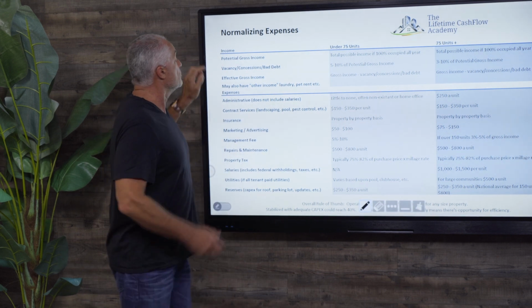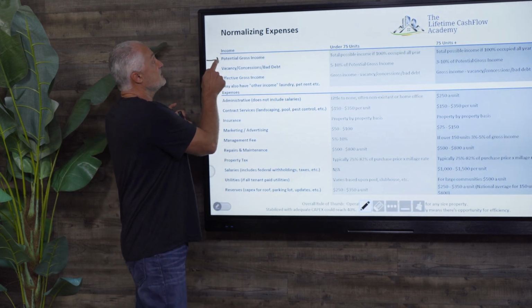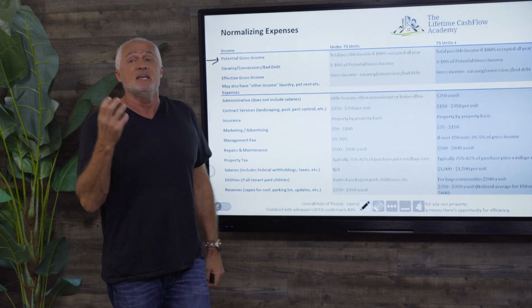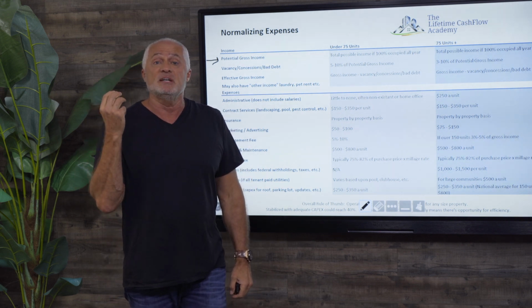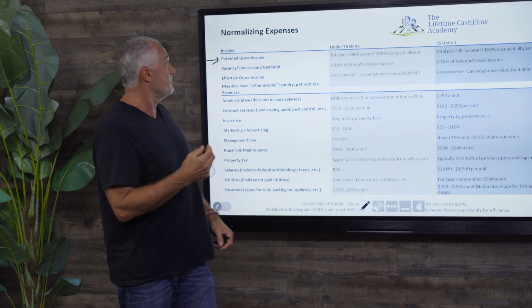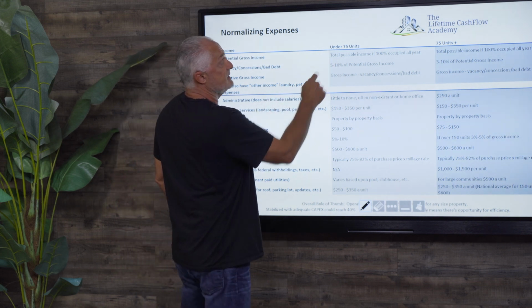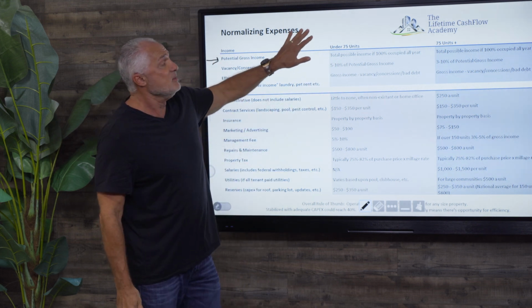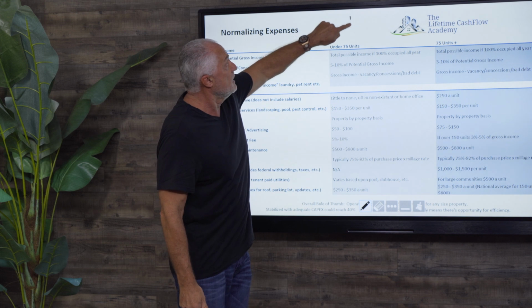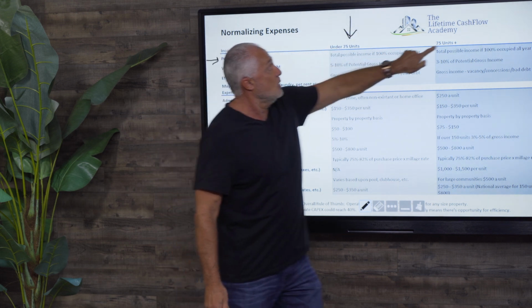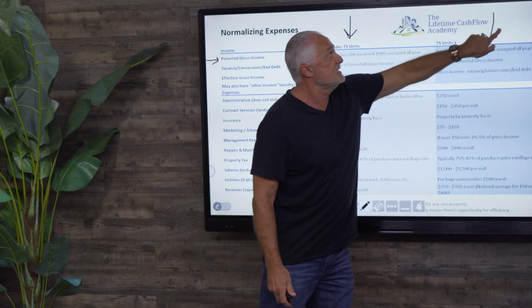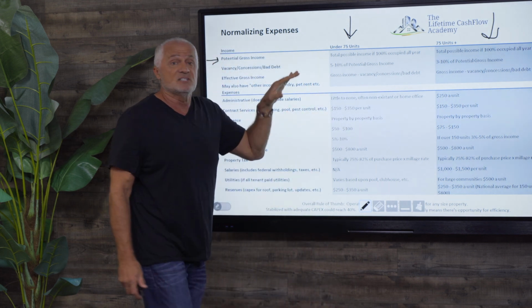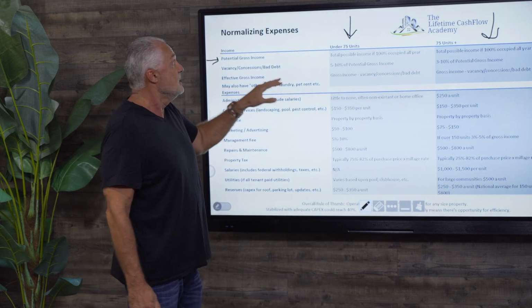You've got your potential gross income. Now this is what the property should make if it's full and if you're getting the top rent, the market rent for the property, and it's all possible income, okay? And what we've done here is I've broken it into under 75 units and over 75 units as we do this analysis, okay? Because it's a little different on some of the expense line items what it should be.